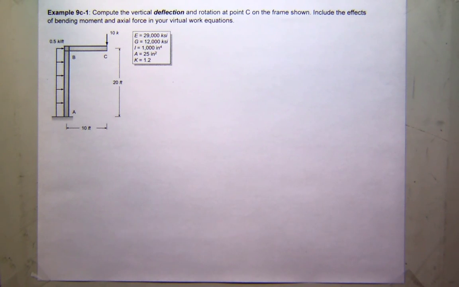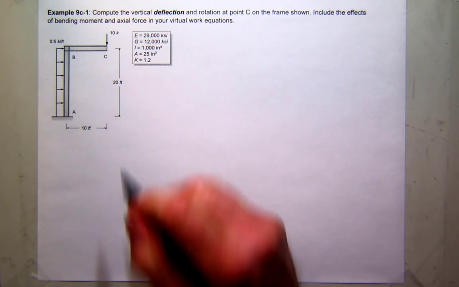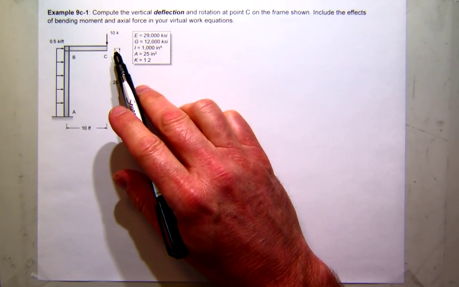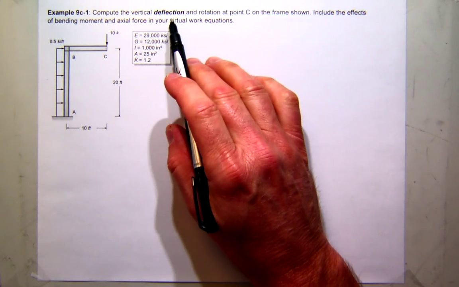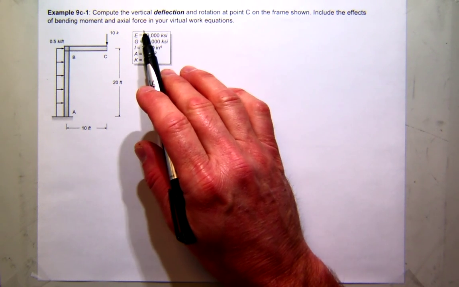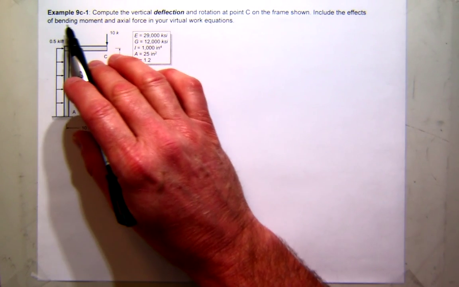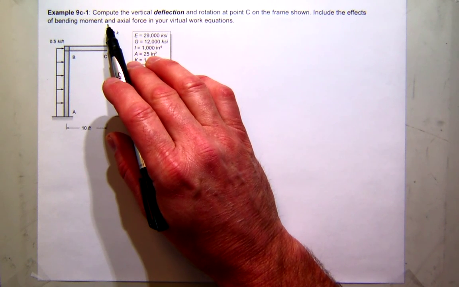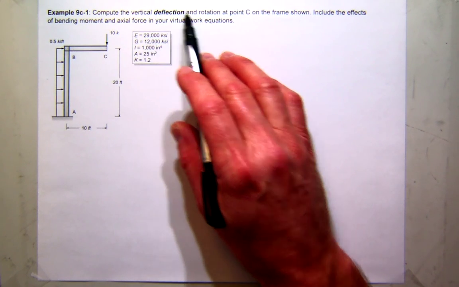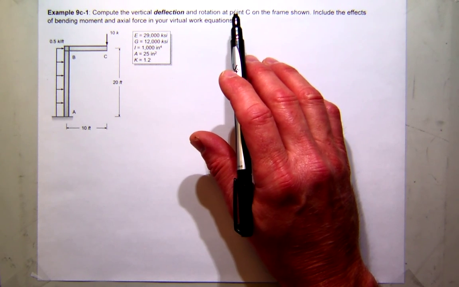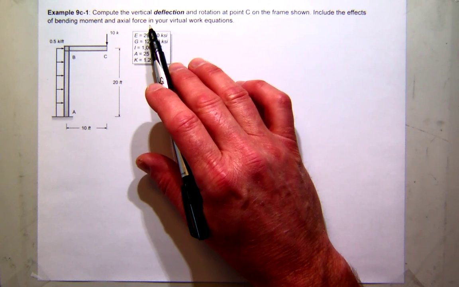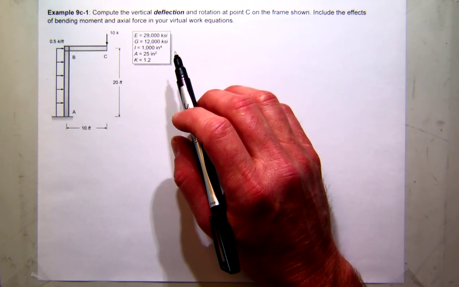Okay, so here's a problem that asks us to compute the vertical deflection and rotation at C. So I'm going to start with just the deflection problem, and I'm also going to just do the bending part first. This is actually a fairly long problem to include both bending and axial for displacement and rotation. That's kind of like 4 problems in one. But we'll just do deflection and we'll do bending first, just to demonstrate.